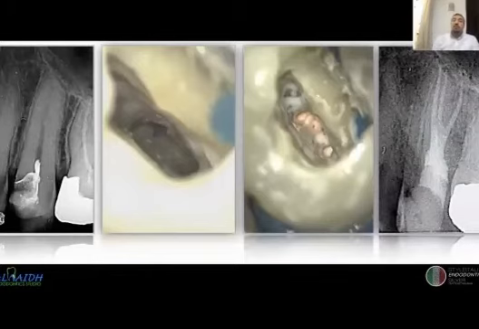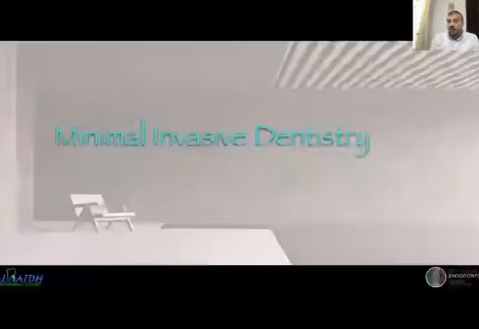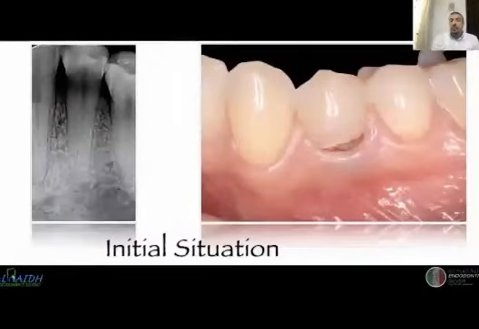So this is the importance of the microscope in identifying extra canals. Are there any other uses of the microscope? For sure, we can use it for the benefit of minimally invasive dentistry because we remove less tissue.